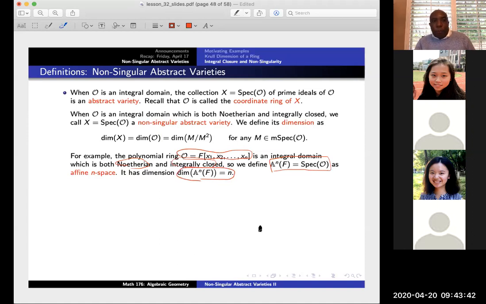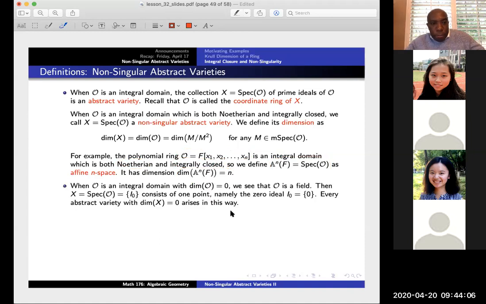Remember I mentioned before what happens when we try to compute the Krull dimension of a polynomial ring in n variables. It should be this dimension here. Okay, so now I have formally defined affine space for you as spec of our polynomial ring. All right, so let's break it down to look at more specific examples from here.